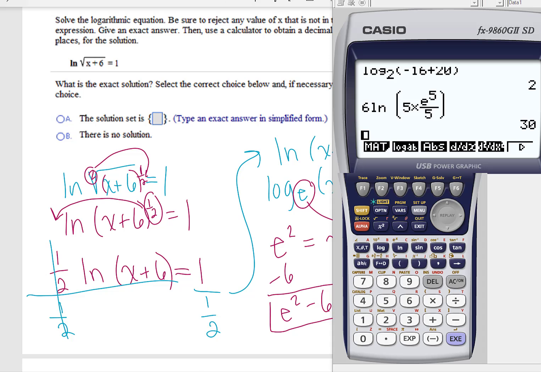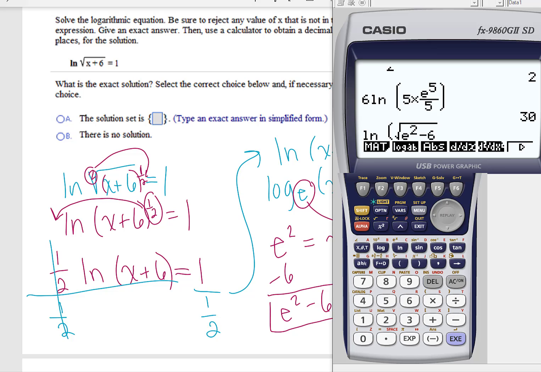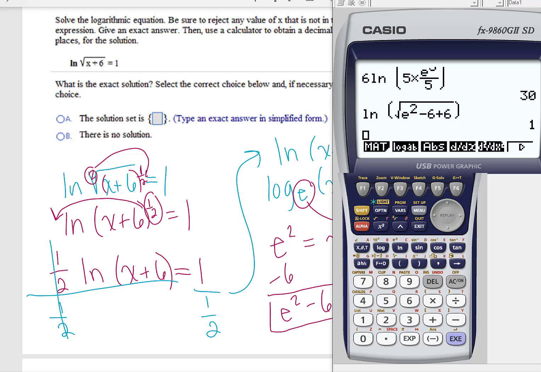All right, let's check it in our calculator. So natural log of the square root, and then our x was e squared minus 6. But then that was just our x, right? So it was x and then x plus 6. Okay. And that equals 1, so we're good.